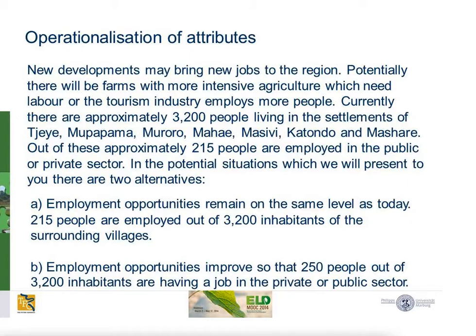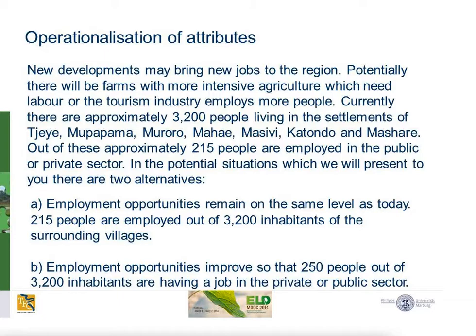And here is just the example for the employment attribute. We knew how many people are living in the settlements we are researching. We knew from surveys how many people are employed. And now we give them two alternative scenarios, which are associated to the two pictures. The pictures are just the illustration. In the one option, employment opportunities remain on the same level as today. This means that 215 people are employed out of 3,200 inhabitants of the surrounding villages. And the second option is that employment opportunities improved, so that 250 people out of 3,200 inhabitants have a job in the private or public sector. So you see the change we include here is not so big.